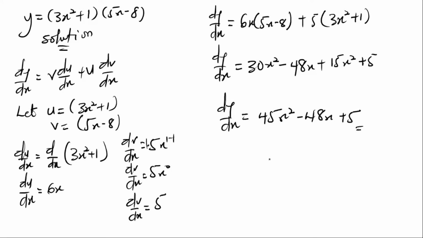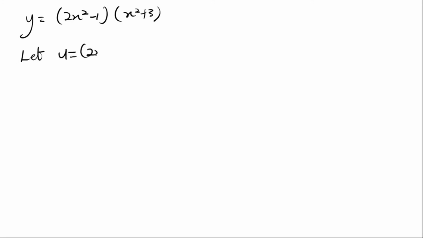Okay, so it means when we differentiate the function that we have over here, this is the result that we get when we use the product rule. So let's look at the second example. So the second example is y is equal to 2x squared minus 1, then we have x squared plus 3. So looking at this straightforward, we know we are to use the product rule. So by the product rule, we say let the first function be u, that is 2x squared minus 1, then the second function be v, that is x squared plus 3.